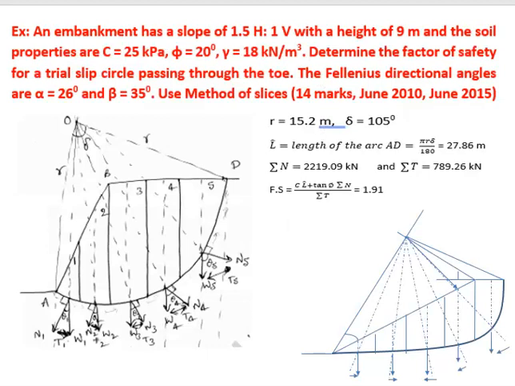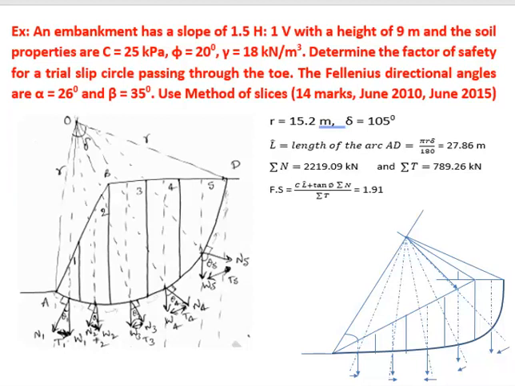Another example: an embankment has a slope of 1.5 horizontal to 1 vertical with a height of 9 meter, and the soil properties are c equal to 25 kPa, phi equal to 20 degrees, gamma equal to 18 kilonewton per meter cube. Determine the factor of safety for a trial slip circle passing through the toe. The Fellenius directional angles are alpha equal to 26 degrees and beta equal to 35 degrees.